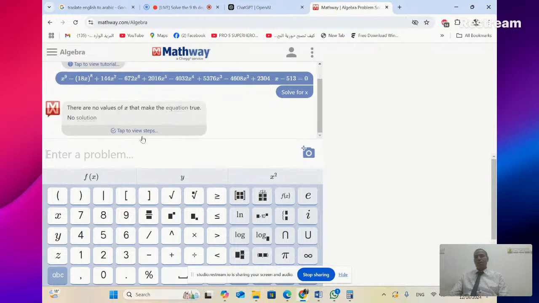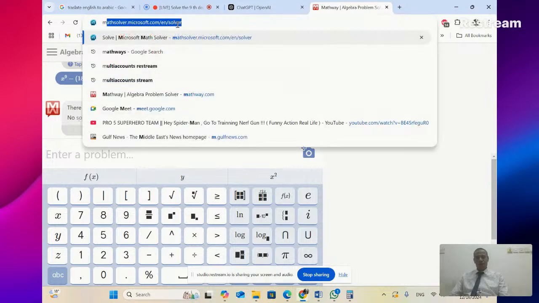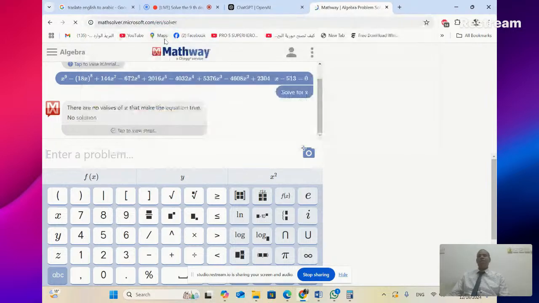Okay. So there are no values of x that make the equation true. No solution. Let's see Mathway's Windows. Mathway's solver will use graphs and give the real number. In this case, in other cases, it can do it. Let's see Mathway, in Microsoft or Windows.